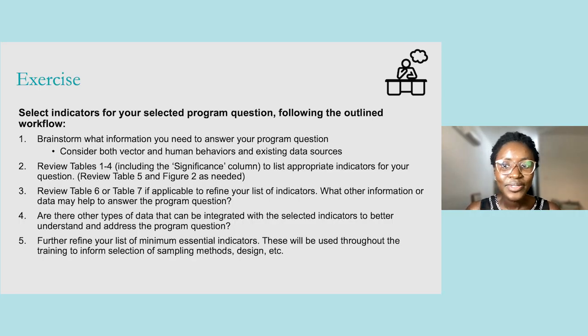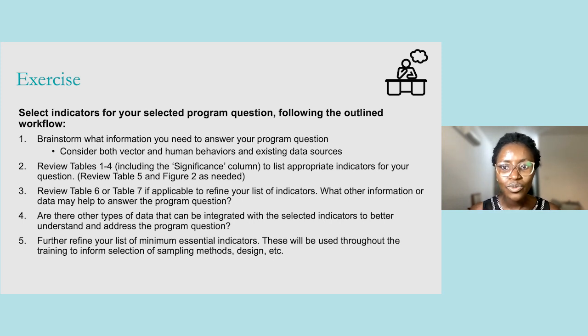Now it is your turn to select indicators for the priority program question that you identified in Module 1. Follow the workflow outlined here, but please take your time and refer to your ESPT often. First, brainstorm what information you need to answer your program question. Consider both vector and human behaviors and existing data sources.